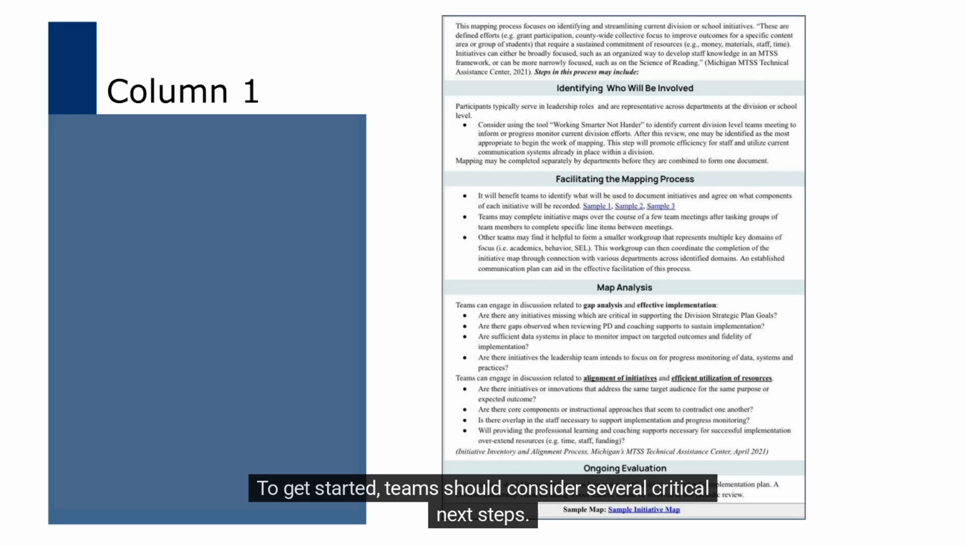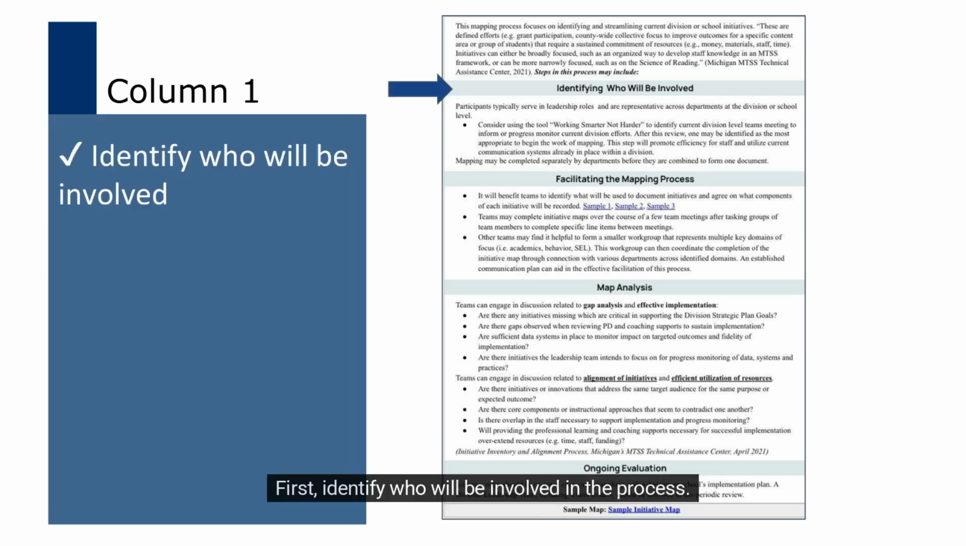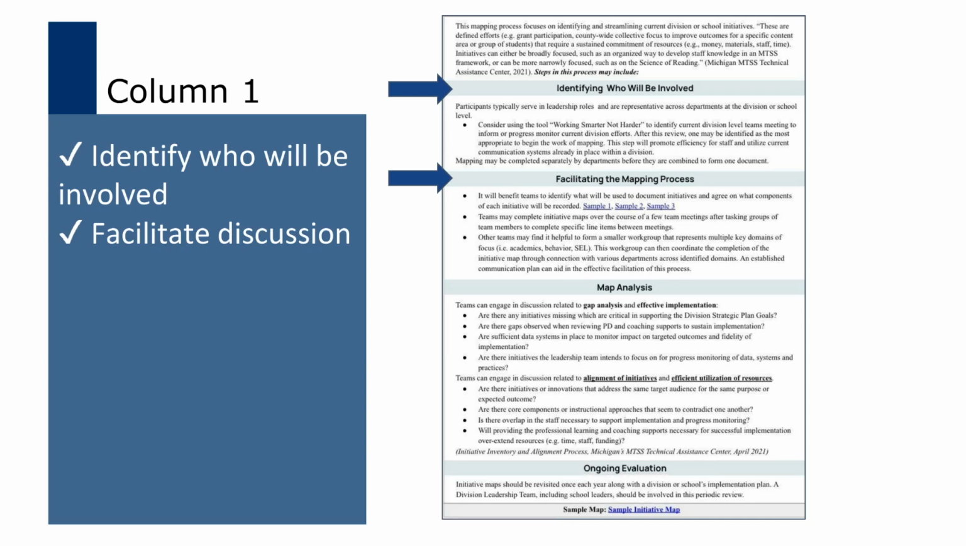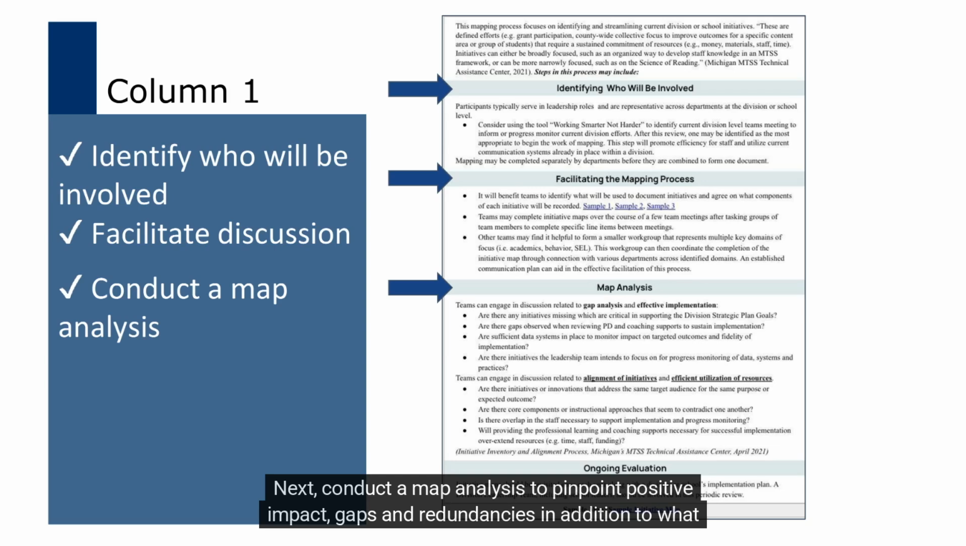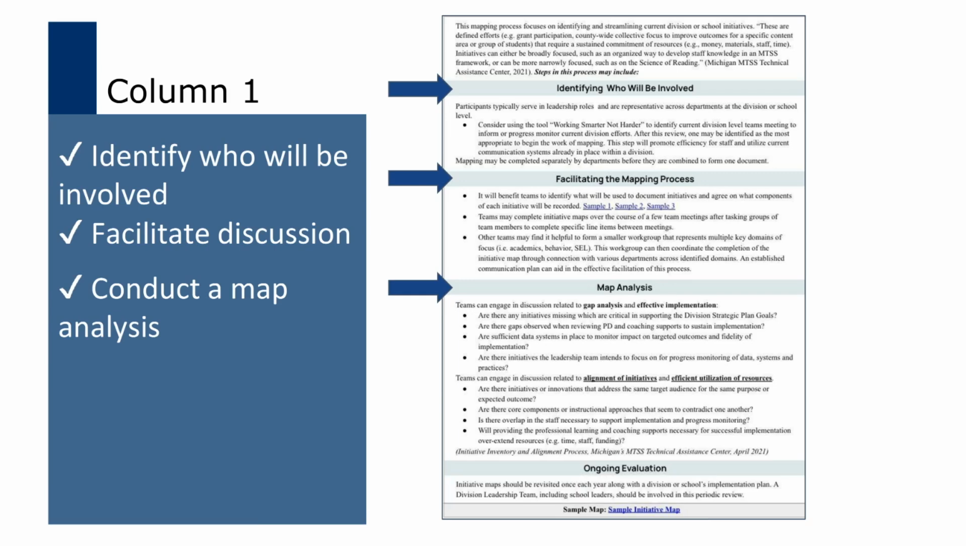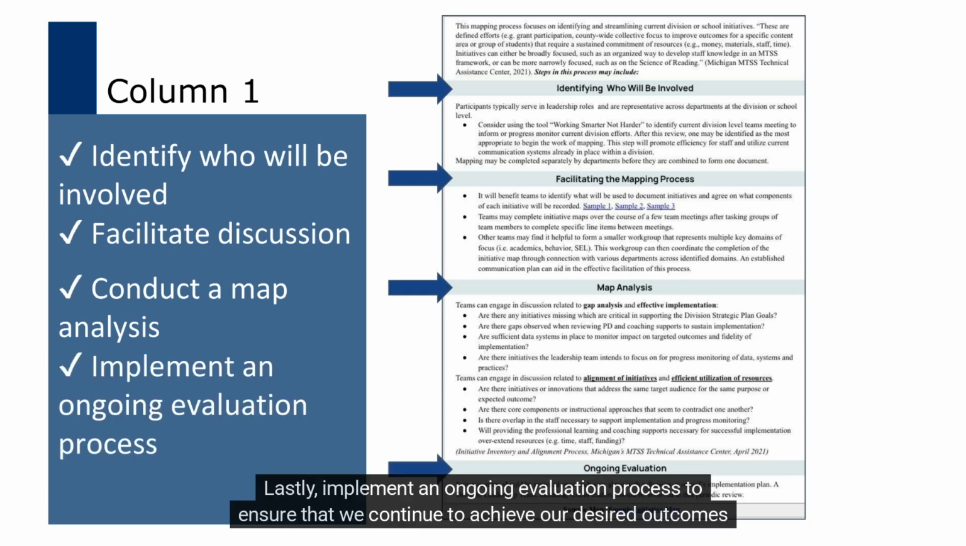To get started, teams should consider several critical next steps. First, identify who will be involved in the process. Next, facilitate discussion to document and analyze existing initiatives. Next, conduct a map analysis to pinpoint positive impact, gaps, and redundancies in addition to what supports or practices may need to be discontinued. Lastly, implement an ongoing evaluation process to ensure that we continue to achieve our desired outcomes.